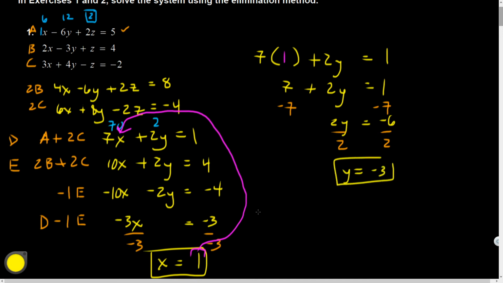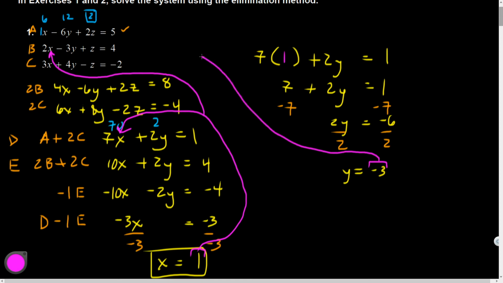And so now that I have x and y, I can solve for z. And so any of these 3 equations had all 3 variables. I'm going to plug it into the easiest one, which looks like this one, because it's just a plain old 1z. But it doesn't matter which one you do. I'm going to plug this in for x. I'm going to plug this in for y.